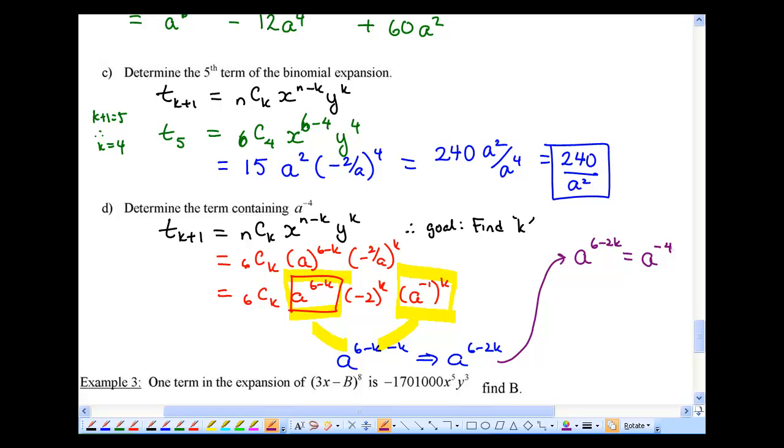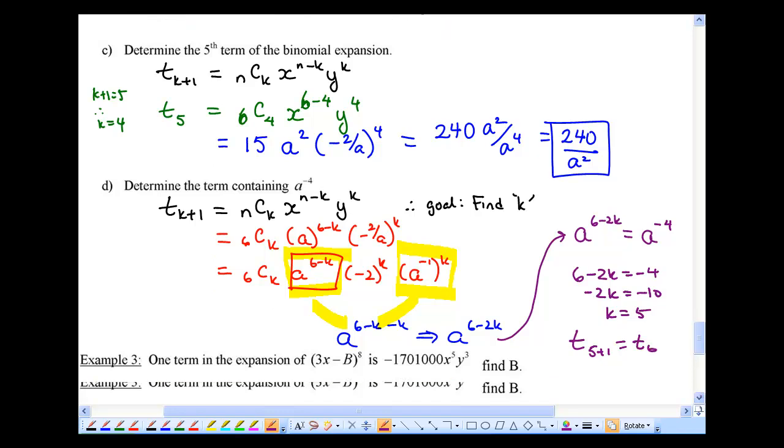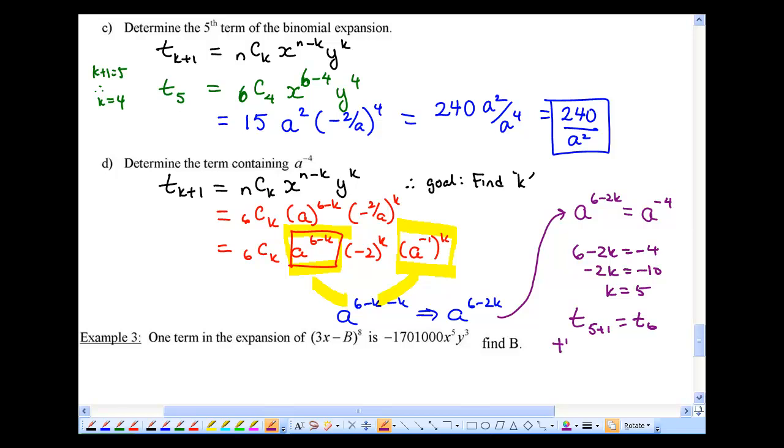So since the base is the same, therefore the exponents are the same, 6 minus 2k must equal negative 4. Negative 2k equals negative 10. k equals 5. And therefore, which term is it? If k equals 5, it's t of k plus 1. So this must be t6. So therefore, it's the sixth term. The sixth term has a to the power of negative 4.